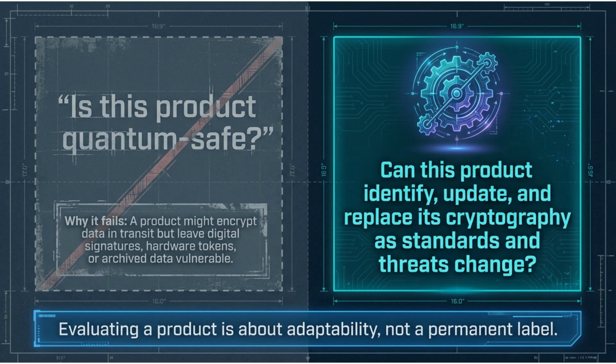When evaluating products, avoid asking only, "Is this product quantum safe?" That question is misleading because it fails to capture how digital systems actually work. A product might use strong, modern cryptography to secure data in transit, but still rely on legacy, quantum-vulnerable public key algorithms for digital signatures, software updates, or long-term archives. The better question is whether the product can identify, update, and replace its cryptography as standards and threats change. This means we must evaluate products based on their adaptability rather than a permanent, passive label.